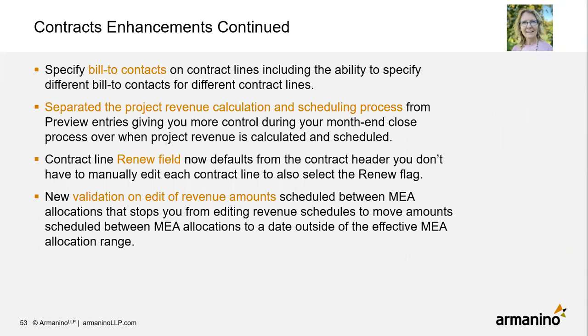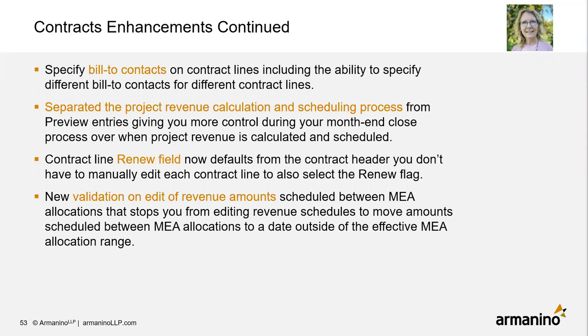Lots of other little enhancements here, specifying your bill to contacts on contract lines, including the ability to specify different ones for each contract line. That's nice. Intacct separated the project revenue calculation and scheduling process. The renew field now defaults from the contract header. So in the past, you had to manually go in and enter in the renew flag on each contract line. Now it'll default from the contract header, and you can modify each line accordingly.